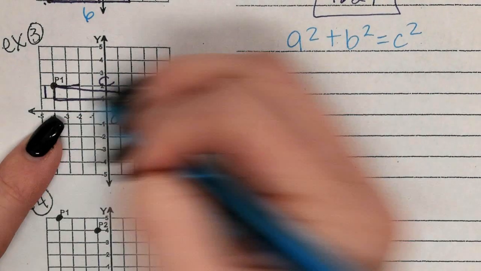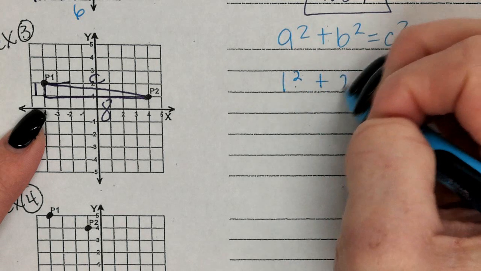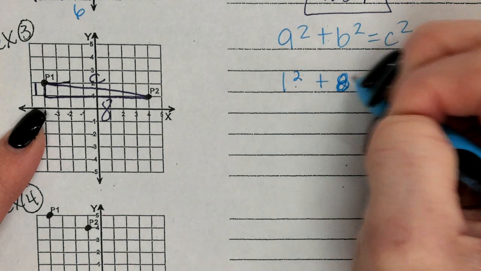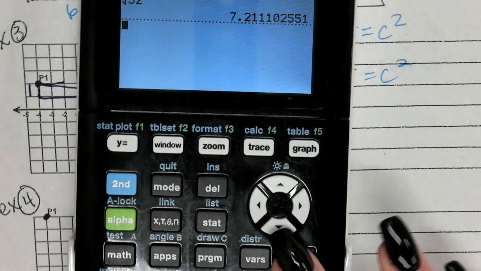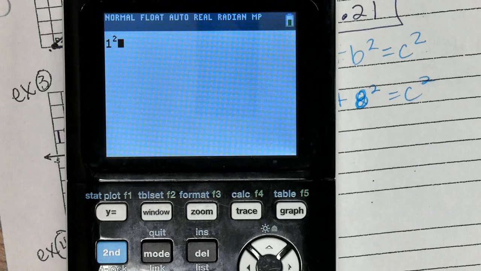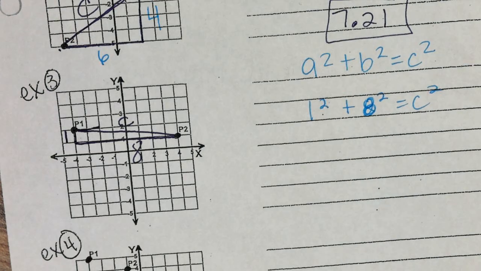So I'm going to use either one. It doesn't matter which one's A or B. I'm going to do 1 squared plus 8 squared equals C squared. 1 squared plus 8 squared is 65.